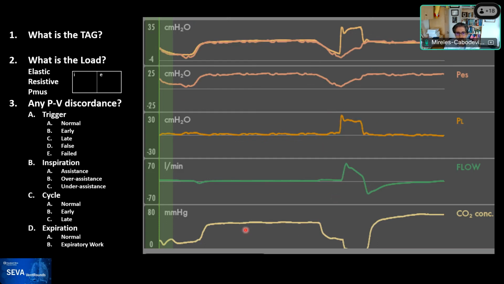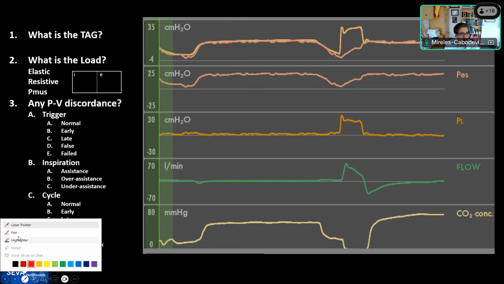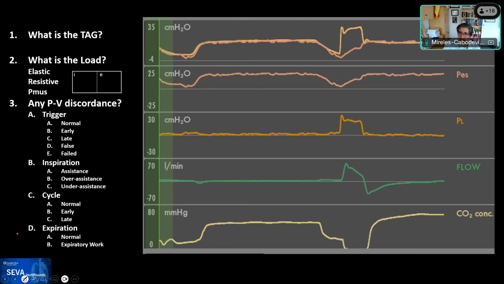Then you have the flow, and at the bottom you have a volumetric CO2, but even though it's volumetric, the waveform serves us the same way as an end-tidal CO2, so it's similar. So I have oriented you to what you see here, and we'll start with a simple question: is this volume or pressure, PC or VC? If you want to give it a try, what do you think this is, pressure or volume, for this breath over here, where I'm putting the number 1 at the top?